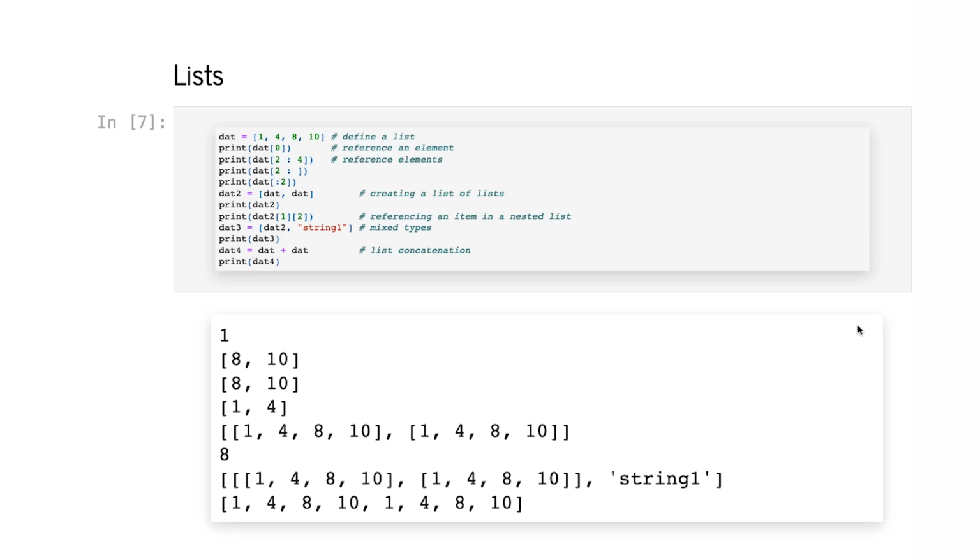A list, like I mentioned before, can contain mixed elements. In this case, I take my list of lists and then append a string to it at the end. So now it is a list containing a list containing a list of lists, and then a string. And then list plus list is just concatenation. So really convenient. Okay, so that's list.